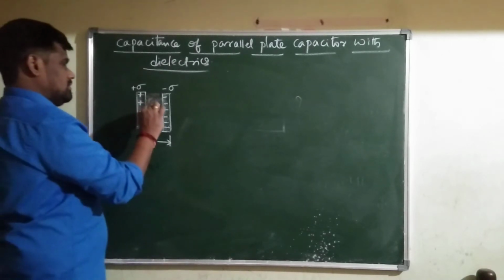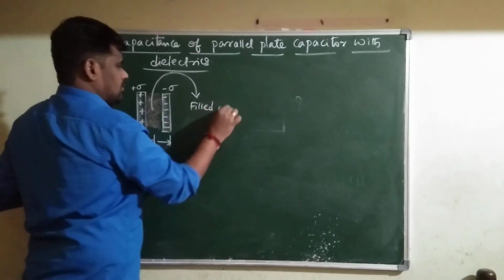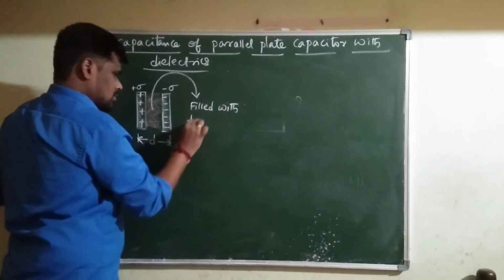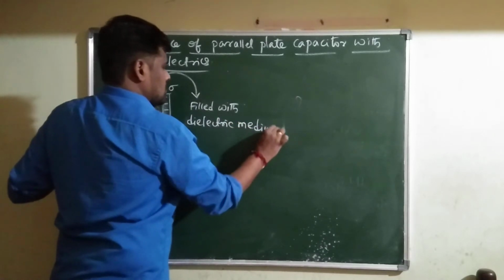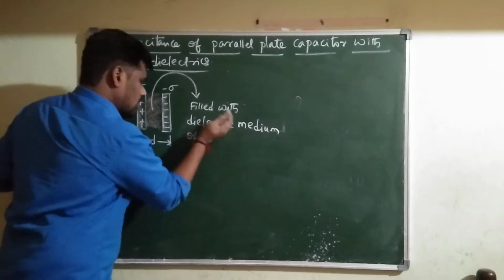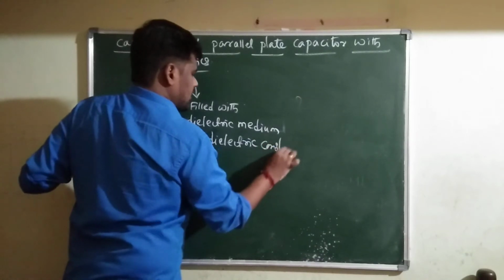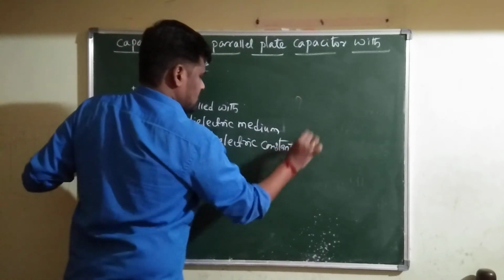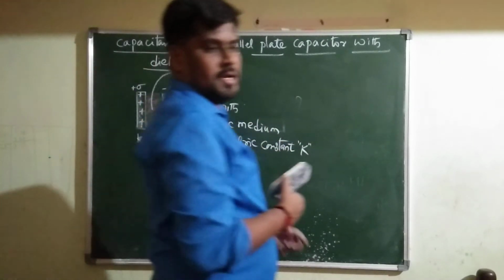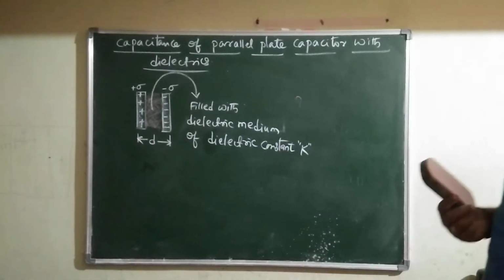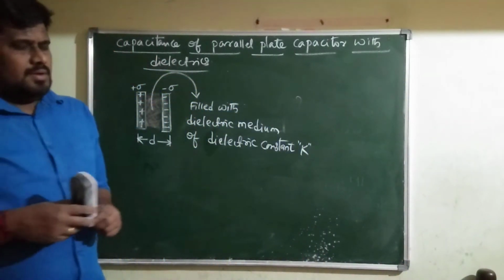In this case, the gap existing between the plates is filled with a dielectric medium of dielectric constant K. Now I am filling the gap between the two plates of the parallel plate capacitor with some dielectric medium of dielectric constant K. Very simple here.